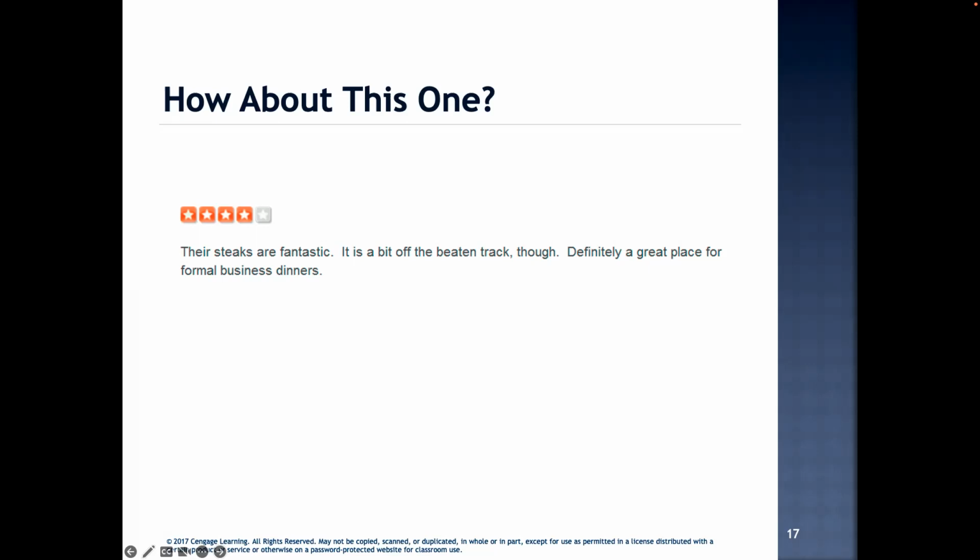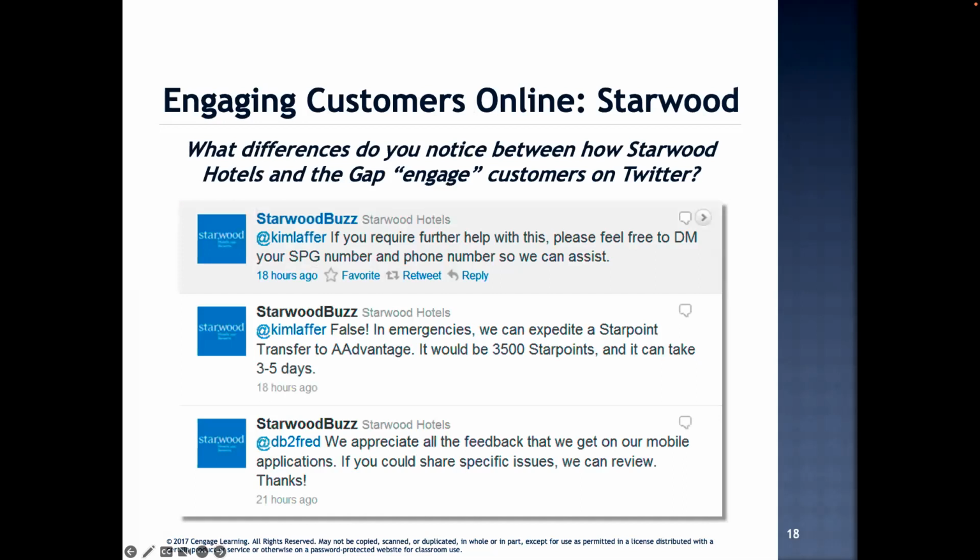All right, we're going to take a look at how two different companies engage with their customers on social media. So we have a company called Starwood. We're going to look at the differences we notice between how Starwood Hotels and The Gap engage customers on Twitter.